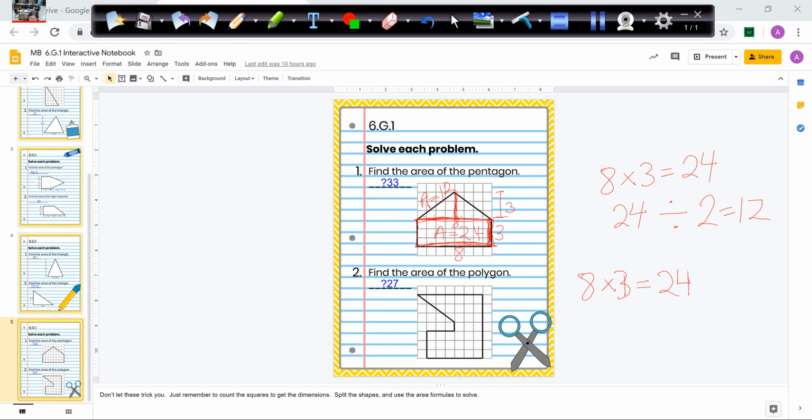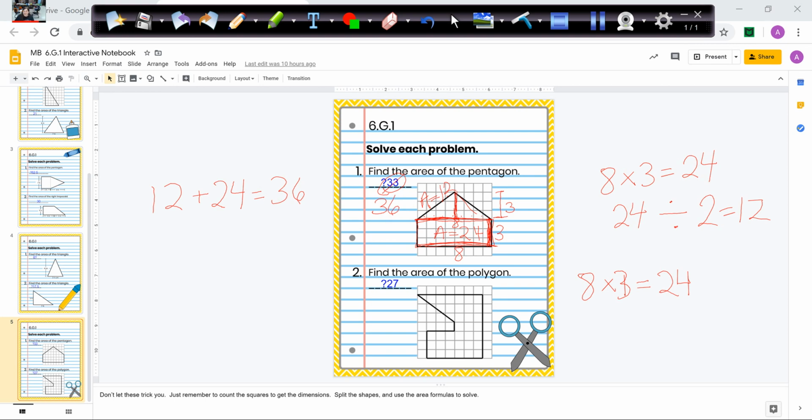Okay, so now let's look at our house. And we see the roof up here. This top part is 12. The bottom part is 24. We have to put them together. And when we put them together, we add. So 12 plus 24 equals 36. So you were pretty close on this one, but it should have been 36. The area of this one is 36.